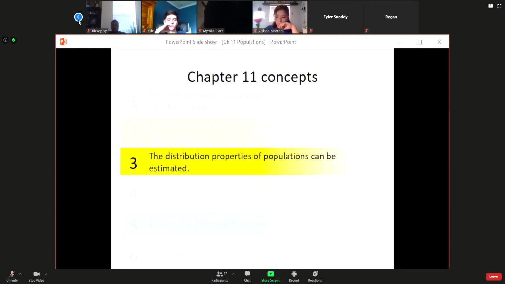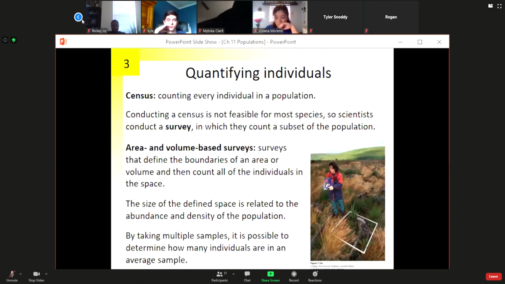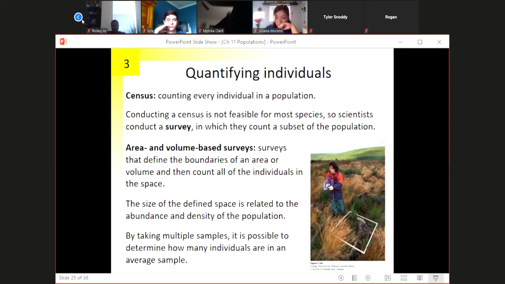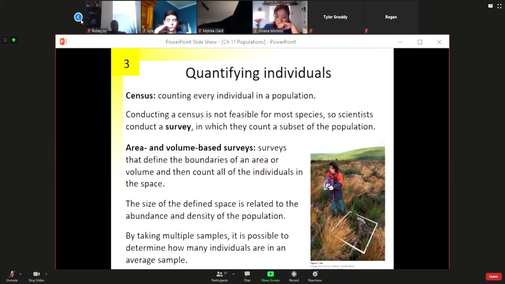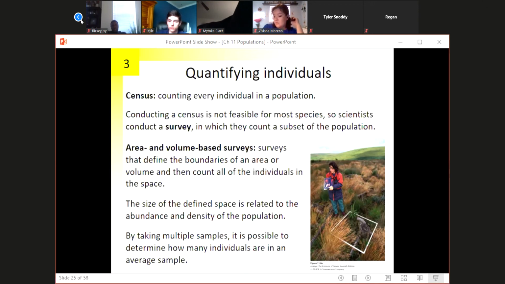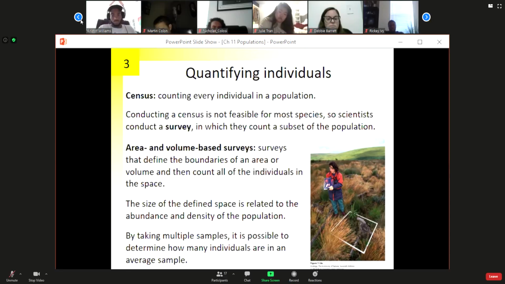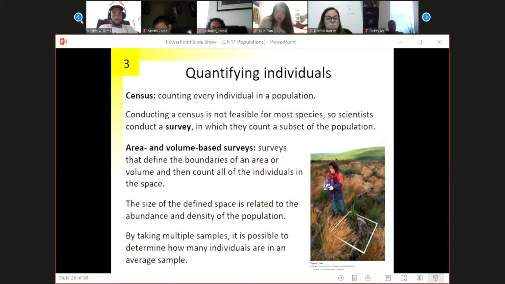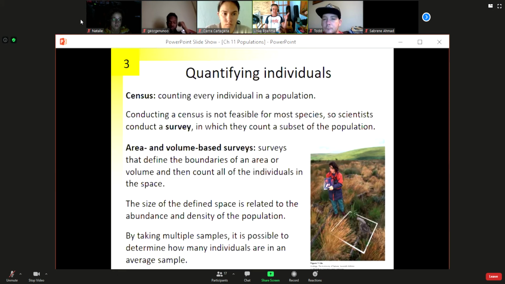So the distribution of populations can actually be estimated, quantifying it, and this is one of your activities. So we can look at the density and number of organisms in a couple ways. One is to do a census, where you try to count every individual in a population. This is really impractical. You're not going to get every individual in a population, but you can try. But you can conduct a lot of bird surveys. So you'll walk through a population of the area and count the individuals that you see. This is very common for birds. And you can do area and volume-based surveys.